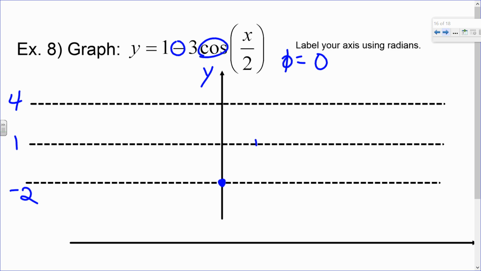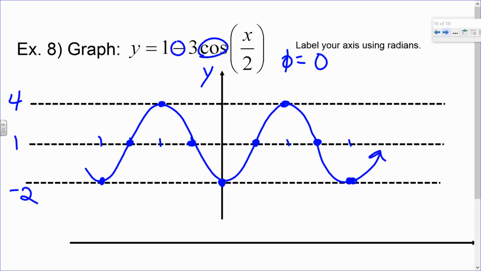I can do my evenly spaced tick marks. I can do my points. And I can do the same thing on this side. And then I draw in my nice, pretty little graph. But I haven't labeled any of those critical points yet. I need to be able to label the maxes, mins, and center lines before I'm finished with my graph.